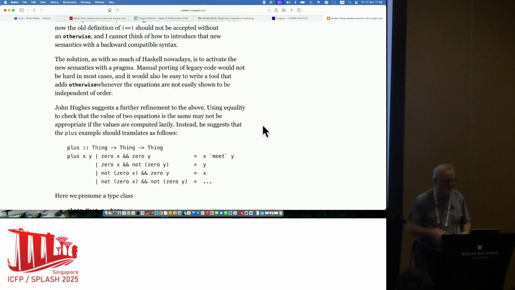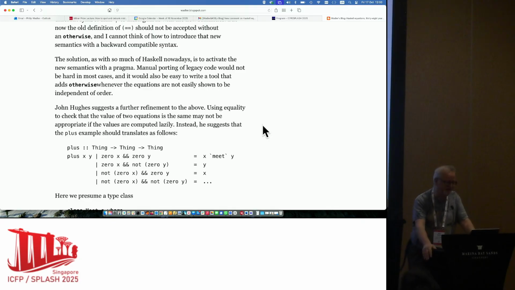Okay, so when I saw this, it looks very nice, but there are one or two things that worried me, connected with laziness. And in particular, if you think of this translation that you've seen, in which when equations overlap, equality tests get introduced, the obvious question is, well, what if the result is an infinite list? That equality test may itself cause the function not to terminate.